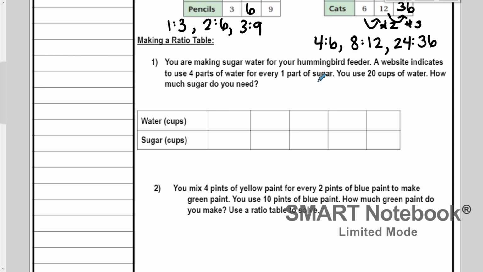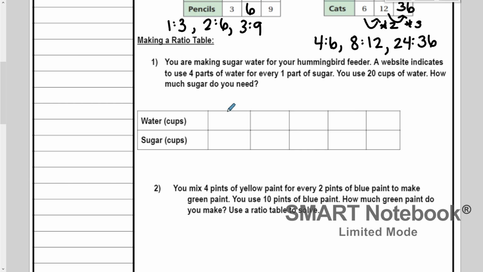And the website is telling you how sugary to make it. Okay, we don't want to put a whole bag of sugar in a little bit of water. It's telling you kind of like the recipe for it. So we want 4 parts of water for 1 part of sugar. If we use 20 cups or 20 parts of water, how much sugar do we need?